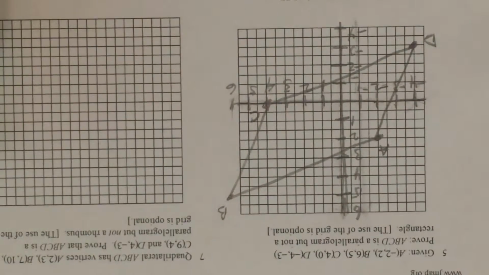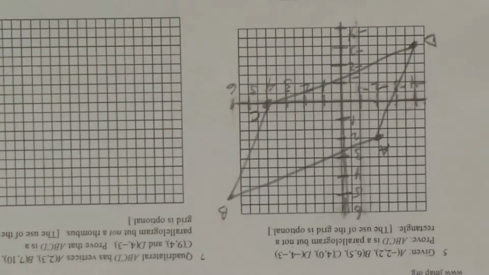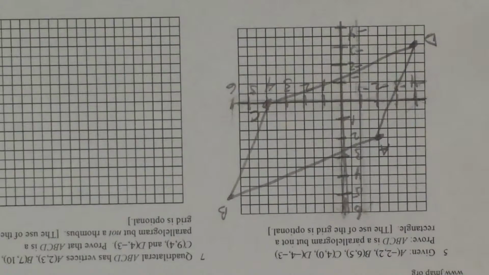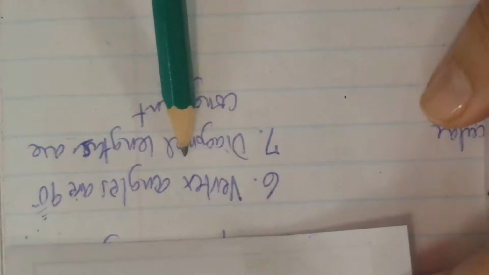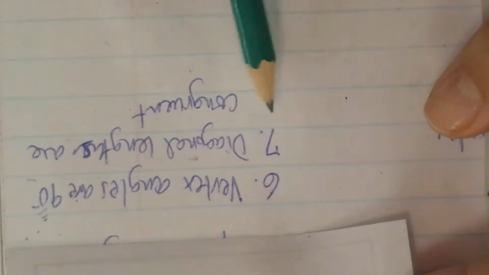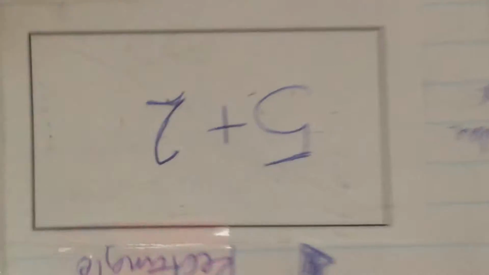Okay, so the question is, it's a parallelogram but not a rectangle. So a parallelogram, remember, has the 5 properties. A rectangle has the 5 properties plus 2 more. So in order for it to be a parallelogram but not a rectangle, I need to prove one of these things. Either vertex angles are 90 or diagonal lengths are congruent. If I prove one of those 2 things, then I've proved it's a rectangle.